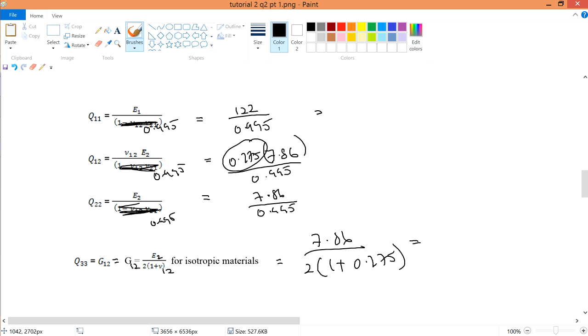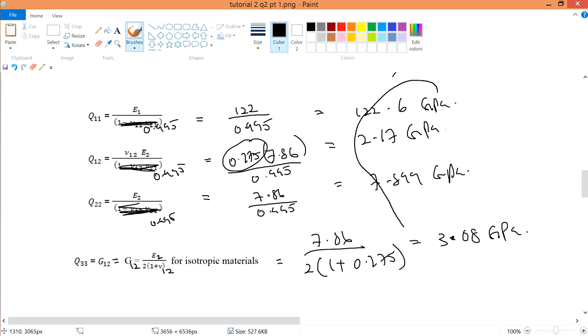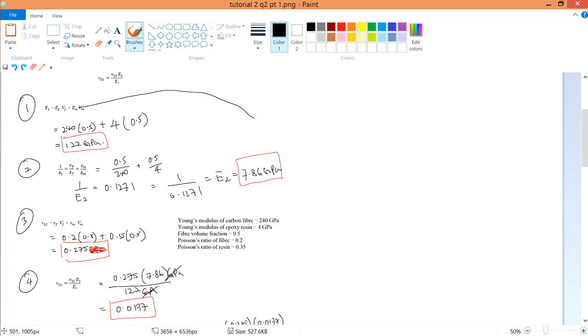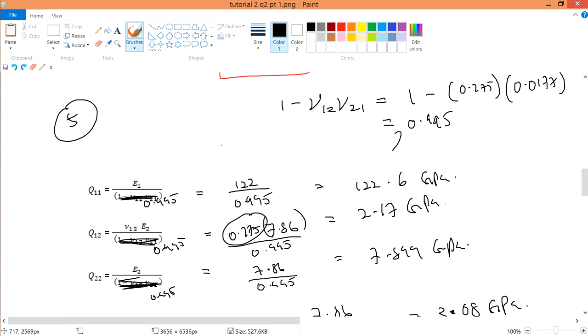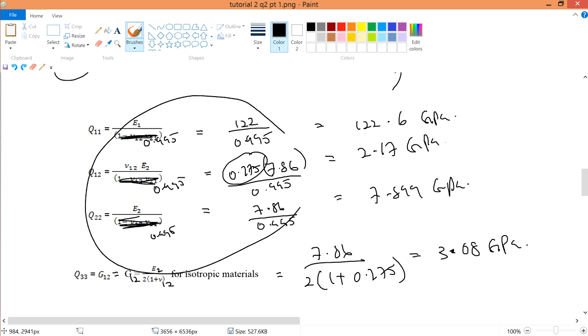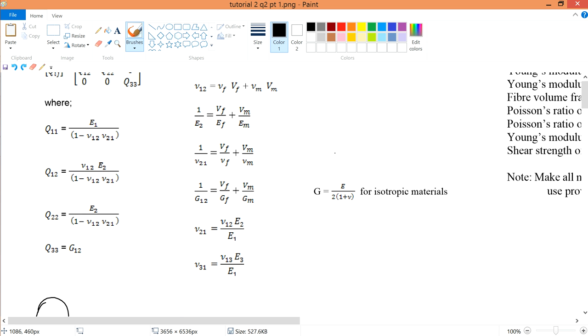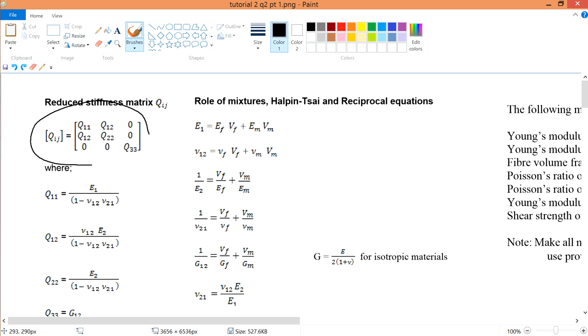If I work out all of them, my Q11, Q12, Q22 and Q33, I'll have all these values. I'm simply subbing in everything I've just calculated. It's all given to you. That's why I say the first 4 steps are very important. These 4 equations are standard, they always come out, so you're going to memorize them. Just take note of these 4. Once you get them, you just calculate your Q values, and once you sub them into the matrix, this is the reduced stiffness matrix, your Q.